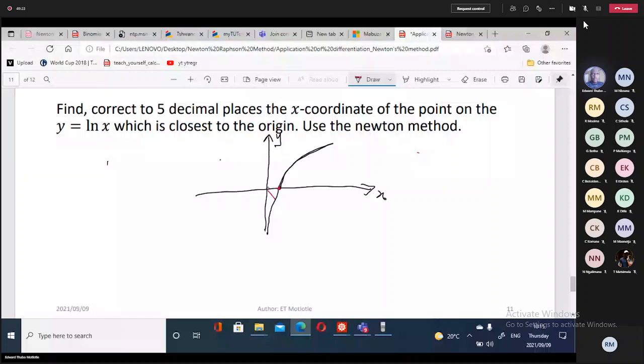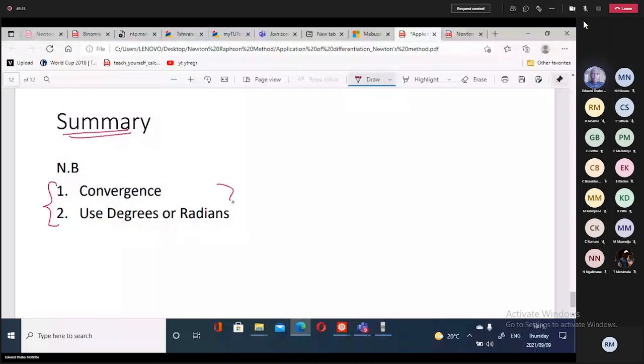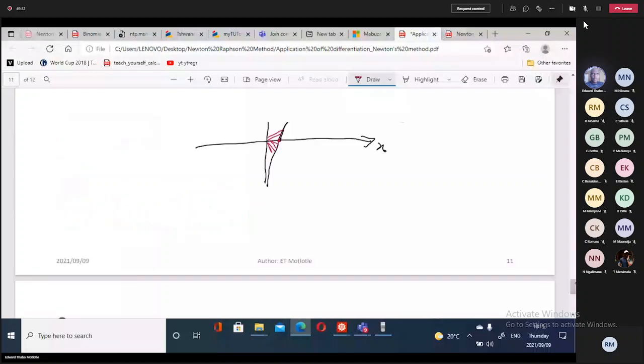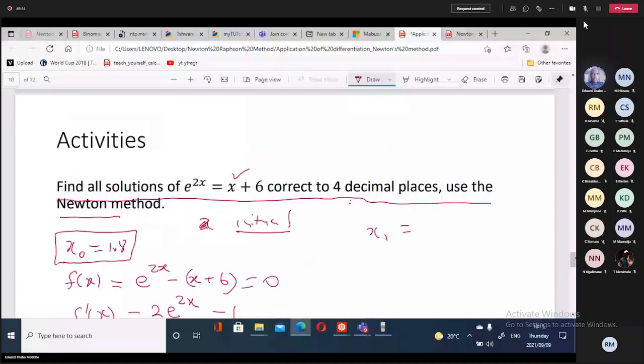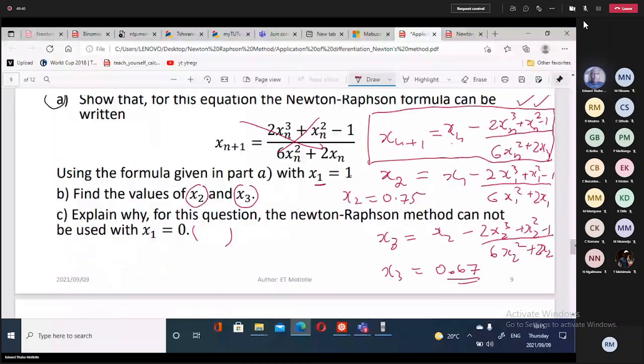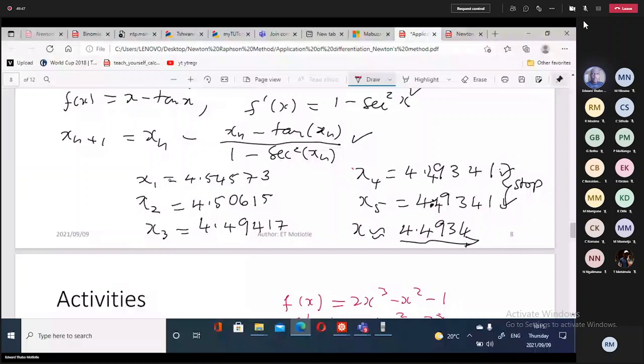They say under summary here, I wanted to highlight 2 things before we end our class: convergency and using degrees and radians. So for this type of problem, I'll advise you to always use degrees. Now, when I was talking about convergency, this is the convergence. You see that as we calculate x1, x2, x3, x4, x5, at some point we end up with the solutions that are close to each other, or they're exactly equal. So it means here our solution has converged.